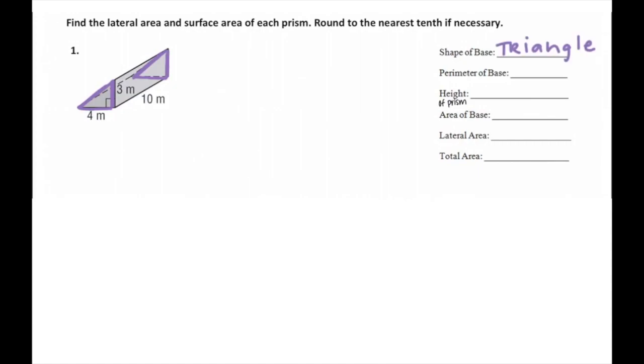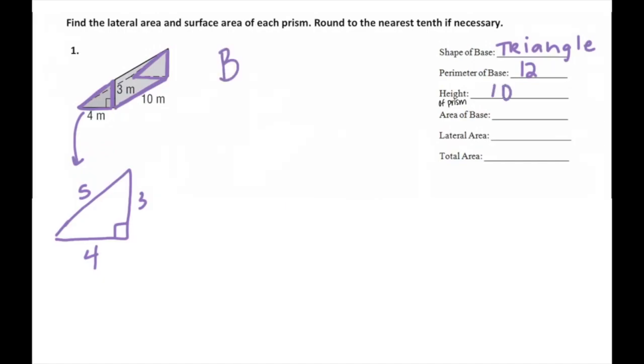All right, the perimeter of the base. I actually just drew it a little bit bigger so we could see. 3, 4, oh, I know what this is. 5, a 3, 4, 5 triangle. So the perimeter is 3 plus 4 plus 5, so 12 meters. The height of the prism, now remember the height is that distance between the bases. That's 10.